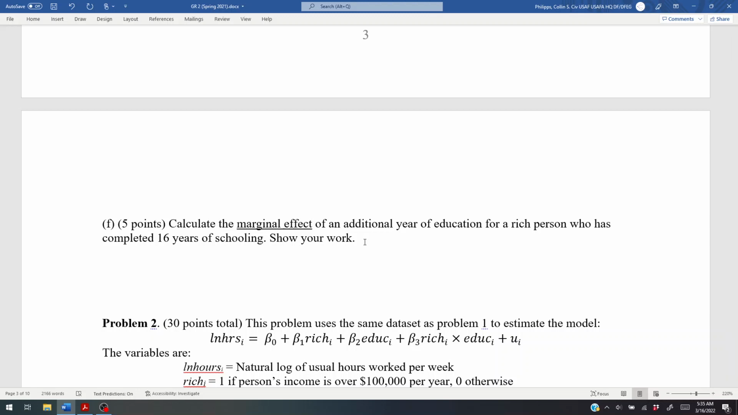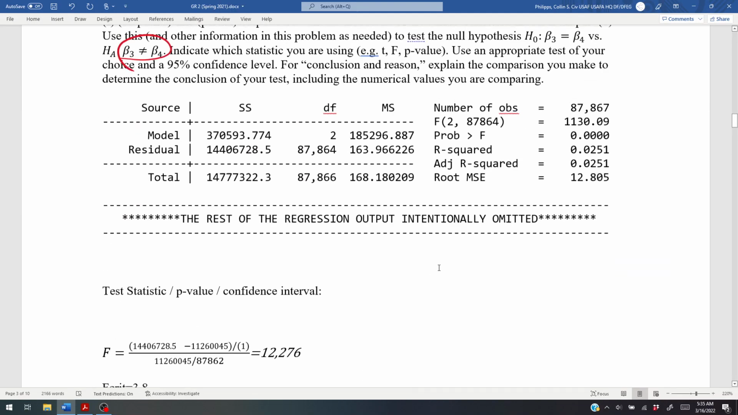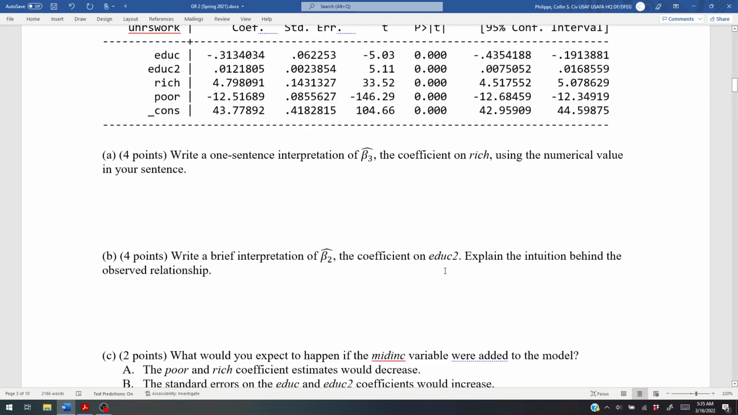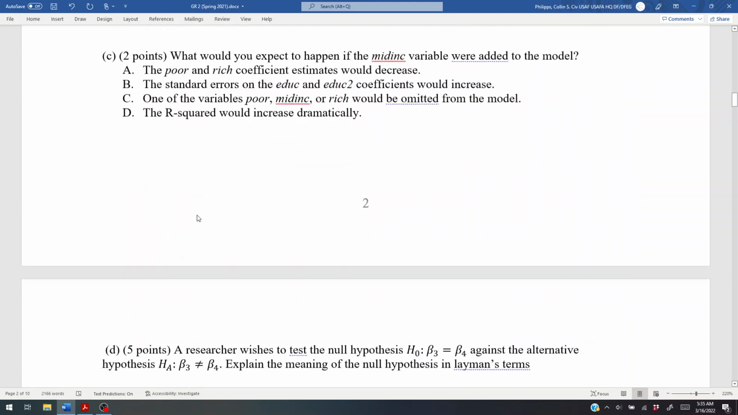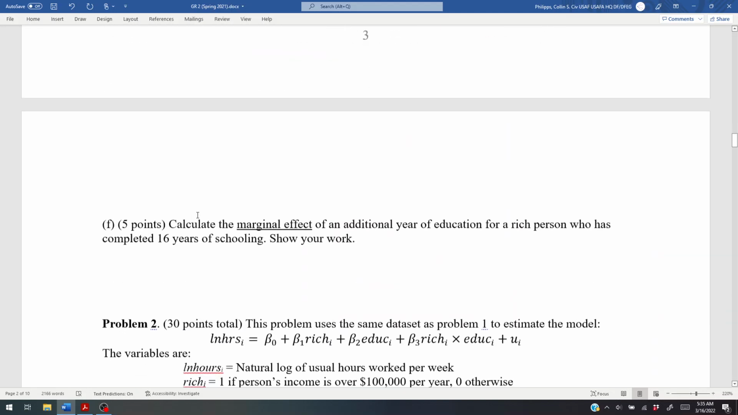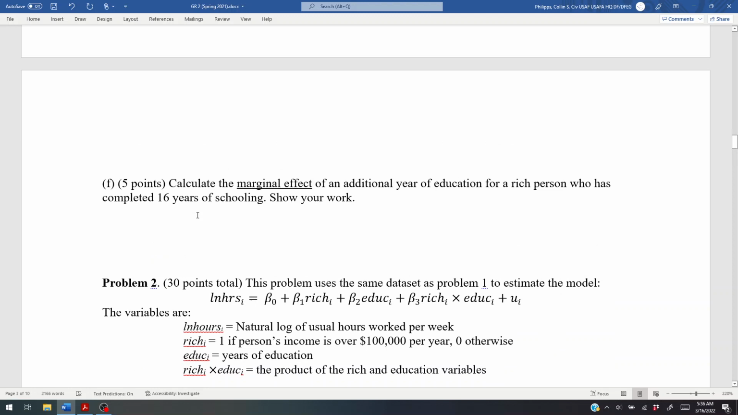Calculate the marginal effect of an additional year of education for a rich person who has completed 16 years of school. Show your work. Okay. Marginal effect of education. Remember, we've got education and education squared in this model. So I need to take the derivative of hours worked. Show your work.